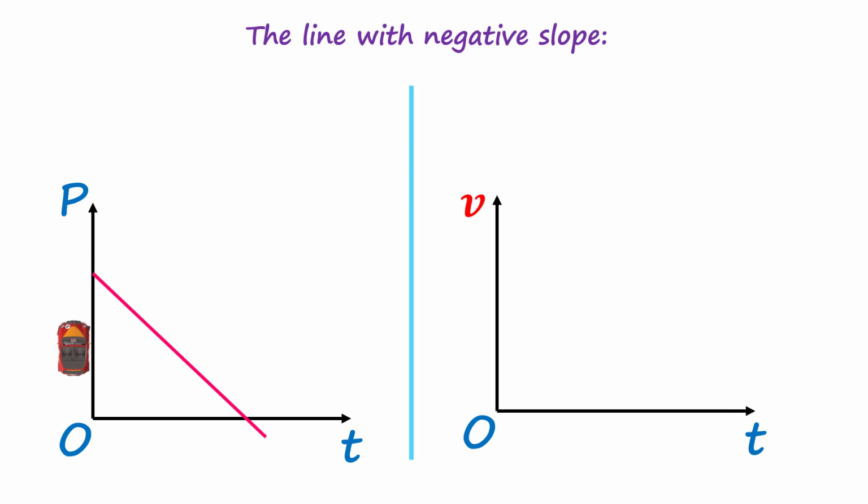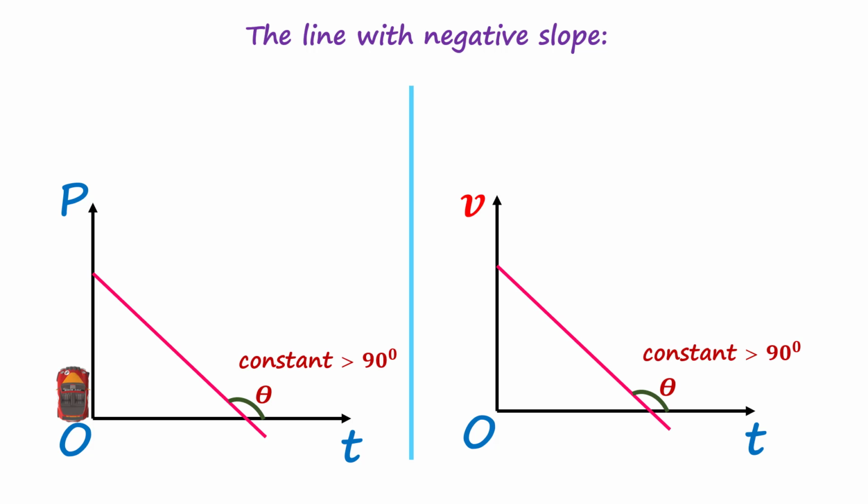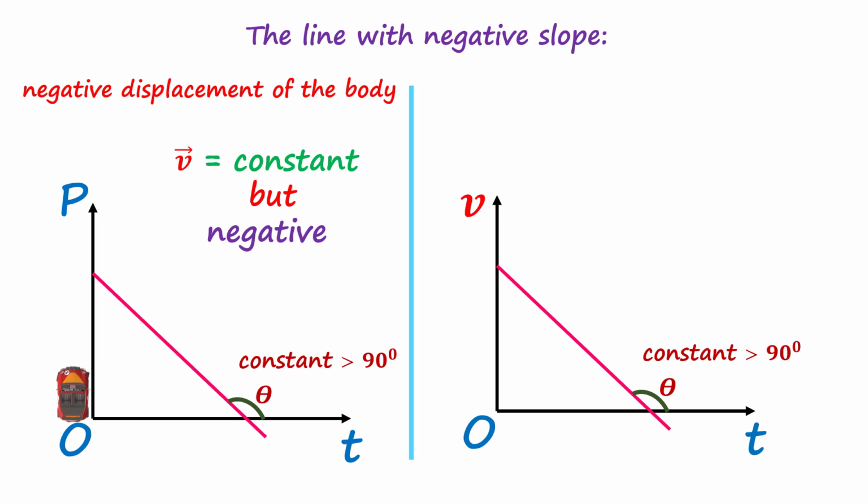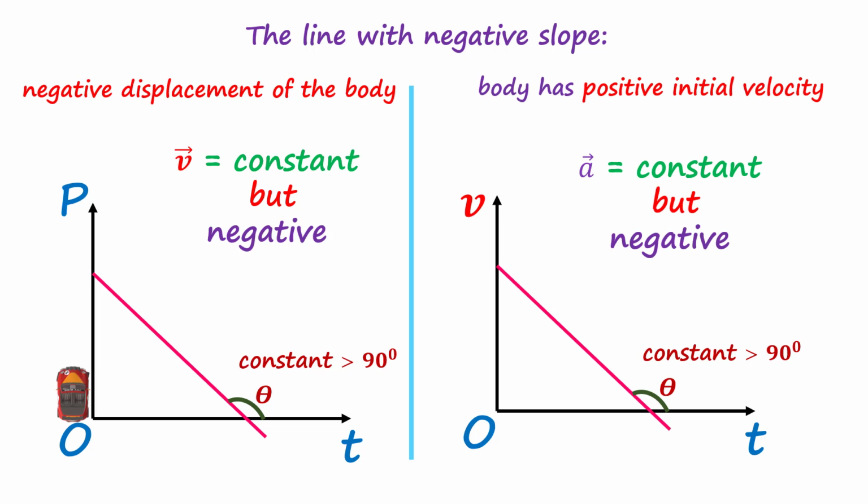The line with negative slope, where theta is constant and greater than 90 degrees, indicates that the body has negative displacement. That is, the body returns towards the point of reference. The velocity of the body is constant but negative, and the graph also represents that the body has positive initial velocity and acceleration is constant but negative.